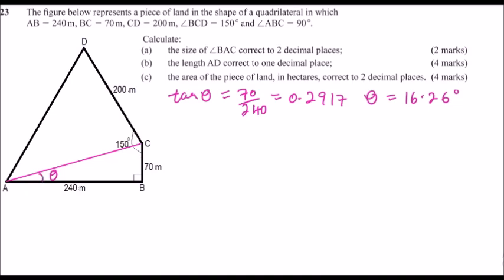So we go to part B, the length AD, correct to 1 decimal place. The length AD. We can first of all get AC. Now that we know this is 16.26, we can get this angle, which is 90. We can say it is 90 minus 16.26.